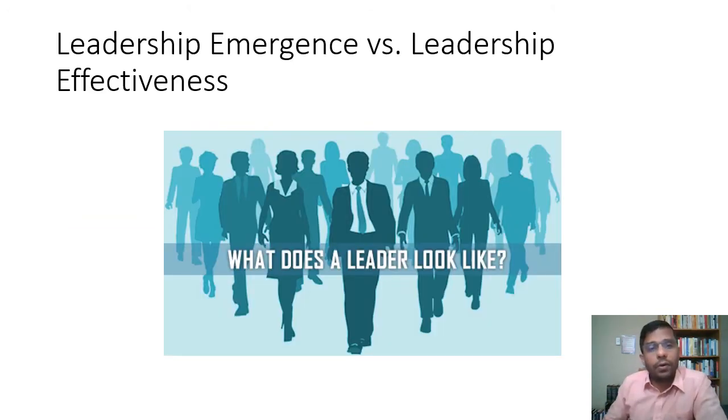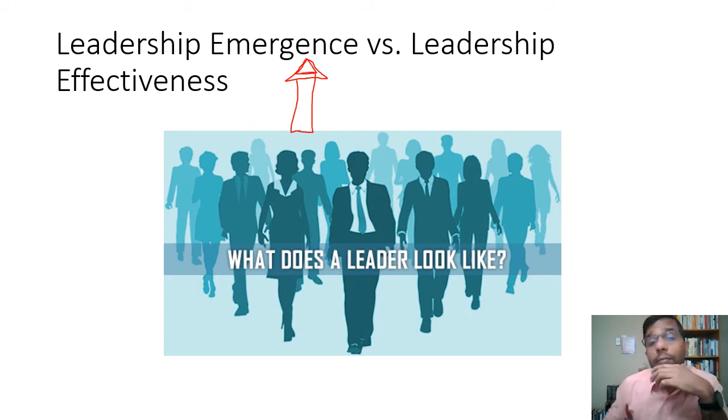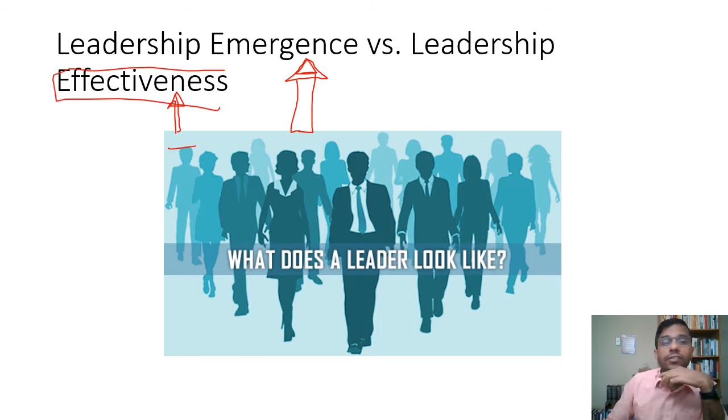I have already touched upon leadership emergence, so I won't spend too much time here. But the key point to remember is that people's personality traits influence leadership emergence. In other words, who is going to emerge as a leader? They influence it very strongly. Personality traits also influence leadership effectiveness. Whether or not you will be effective as a leader is also influenced by your traits. But this relationship is not as strong. The relationship between leadership effectiveness and personality traits is not as strong as the relationship between leadership emergence and personality traits.